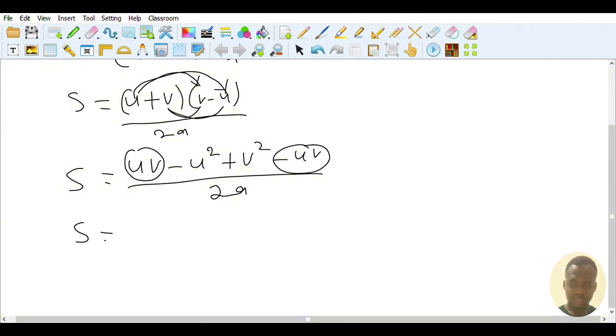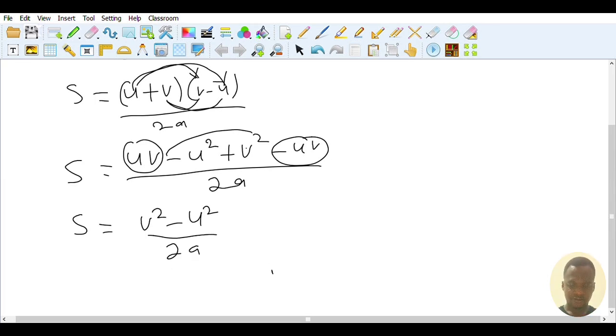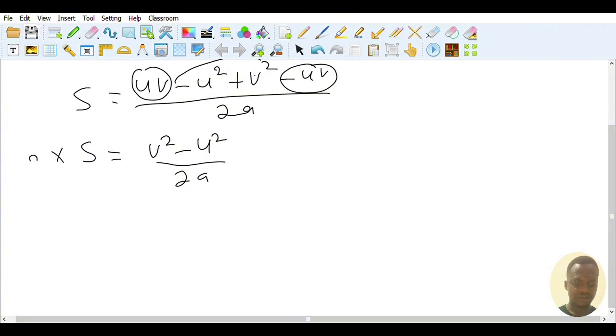So S is equal to V squared minus U squared, all over 2A. If I multiply through by 2A to remove it as a fraction, we'll have 2AS is equal to V squared minus U squared.